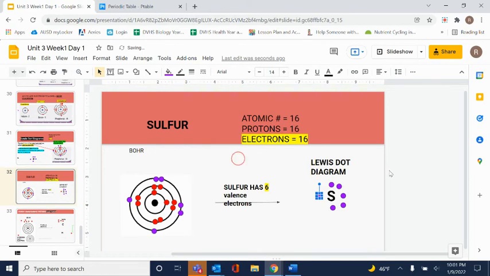Okay, and that is sulfur. Remember, we draw the valence electrons because that shows us how the sulfur atom is going to behave when it's around others, where it can bond to other elements.